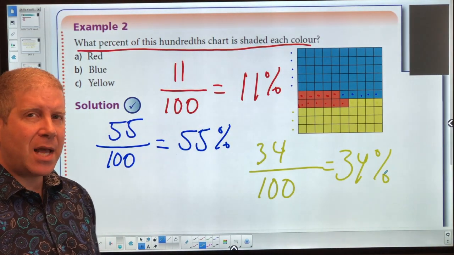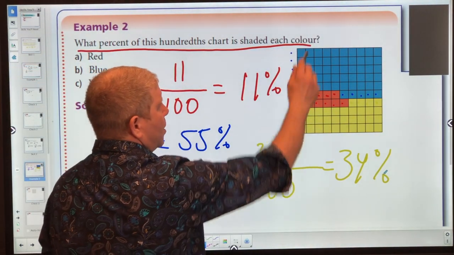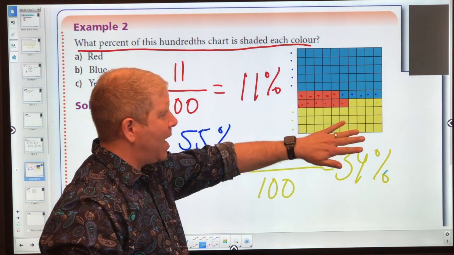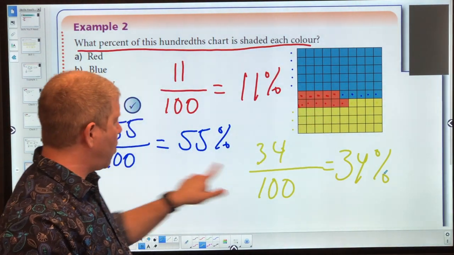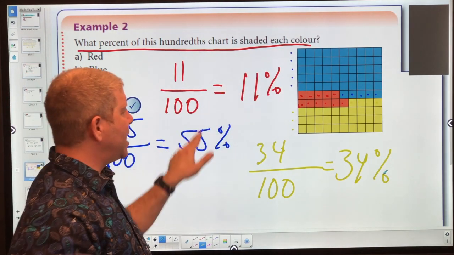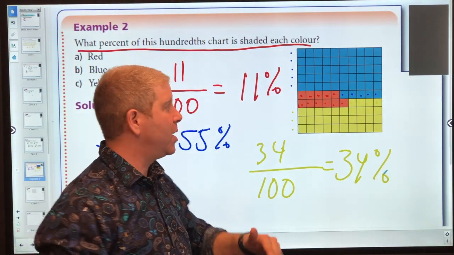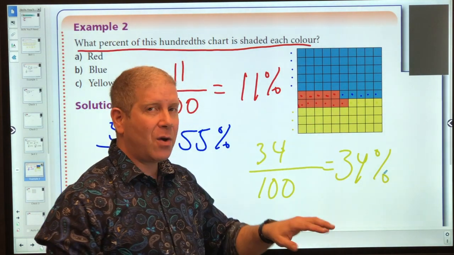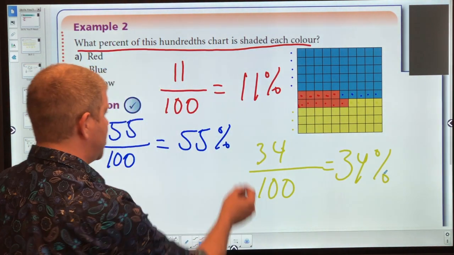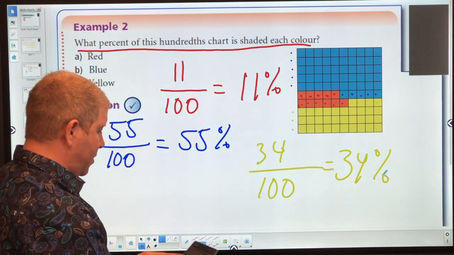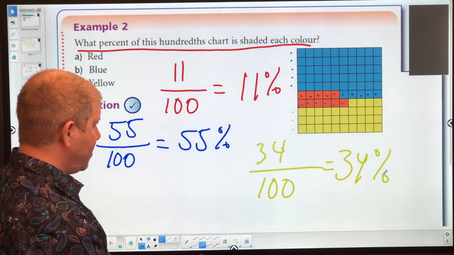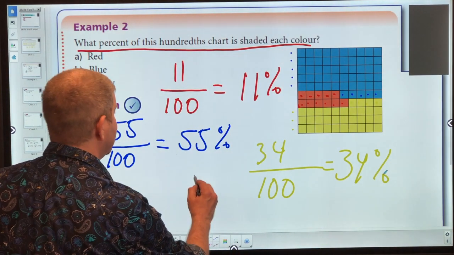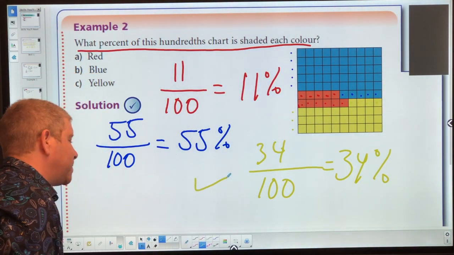One thing about percent: if the different categories that fill our percents cover the whole 100, the percents should add up to 100. In this case, adding the blue, the red, and the yellow fills up our 100 squares. So we can try it. Let's add 11 plus 55 plus 34, and I get 100%. And so that means I know I've done this correctly.